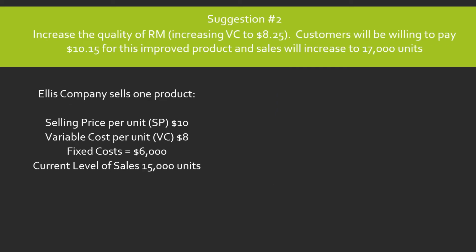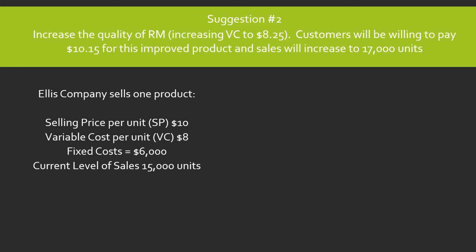So let's look at suggestion 2. It says increase the quality of the raw materials. So this will take our variable cost from $8 to $8.25. However, people are not willing to pay the whole quarter for this increase in quality. They're only willing to pay $10.15 for it when normally they had been paying $10 before. But if we increase the quality of our product, then we could sell 17,000 units.